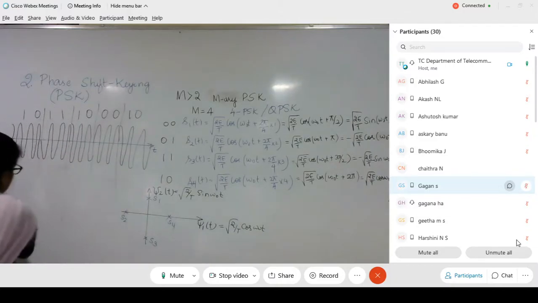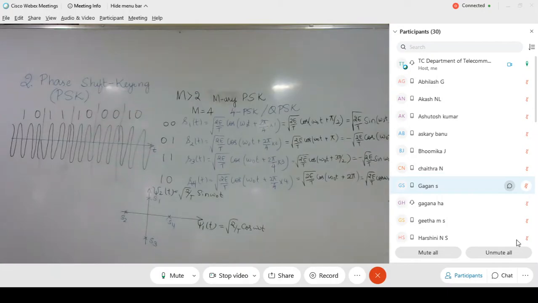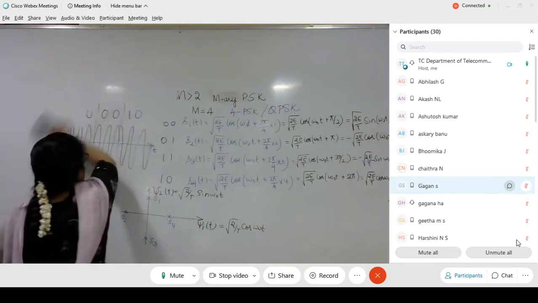Okay. Yes. We are going to start off with the next type of modulation technique. I hope the morning session's PSK is clear. So we are going to discuss the next digital modulation technique, the third one in the digital modulation techniques.